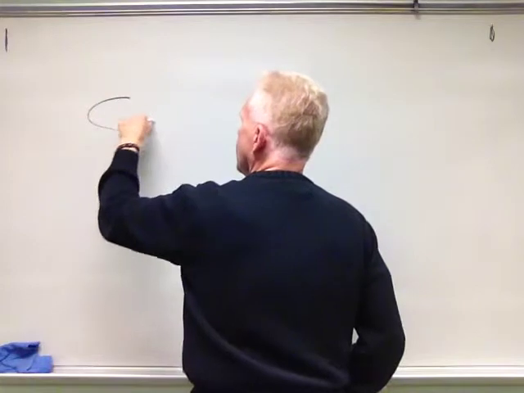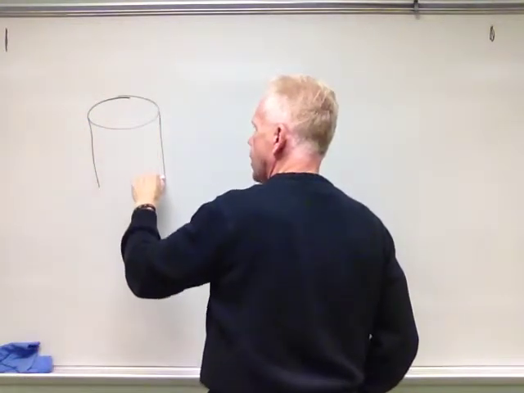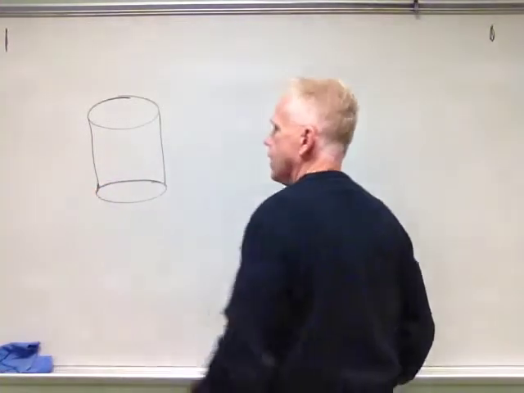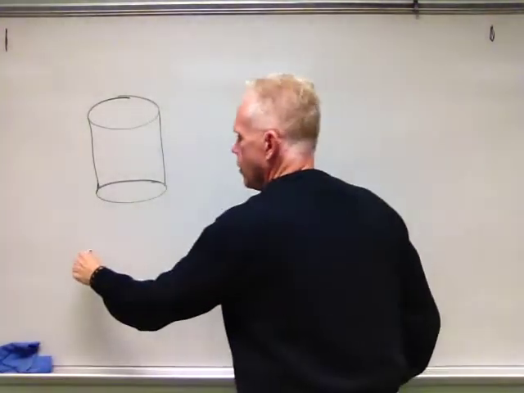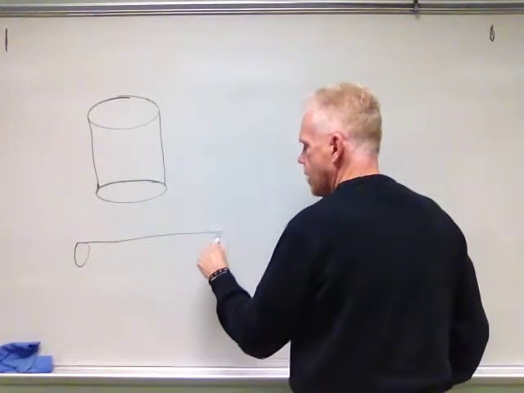So with a cylinder, what we have is a circle, but it has height. It might be something like a can. It looks like a can maybe. Sometimes a cylinder can actually be turned on its side and look like a pipe.